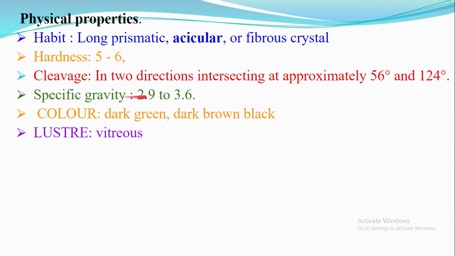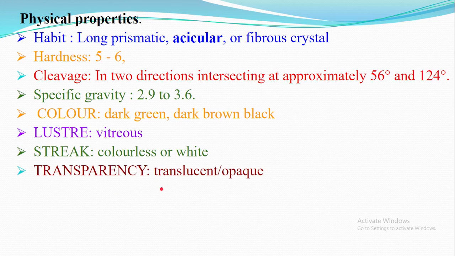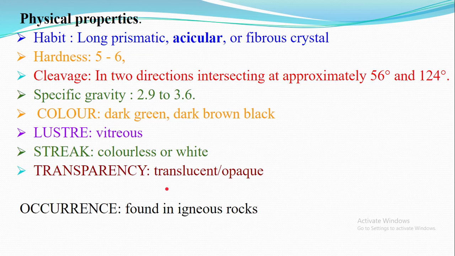Specific gravity 2.9 to 3.6. Dark green, dark brown color. Luster vitreous, the streak colorless or white. Then this is generally an opaque mineral. Occurrence: found mainly in igneous rock.